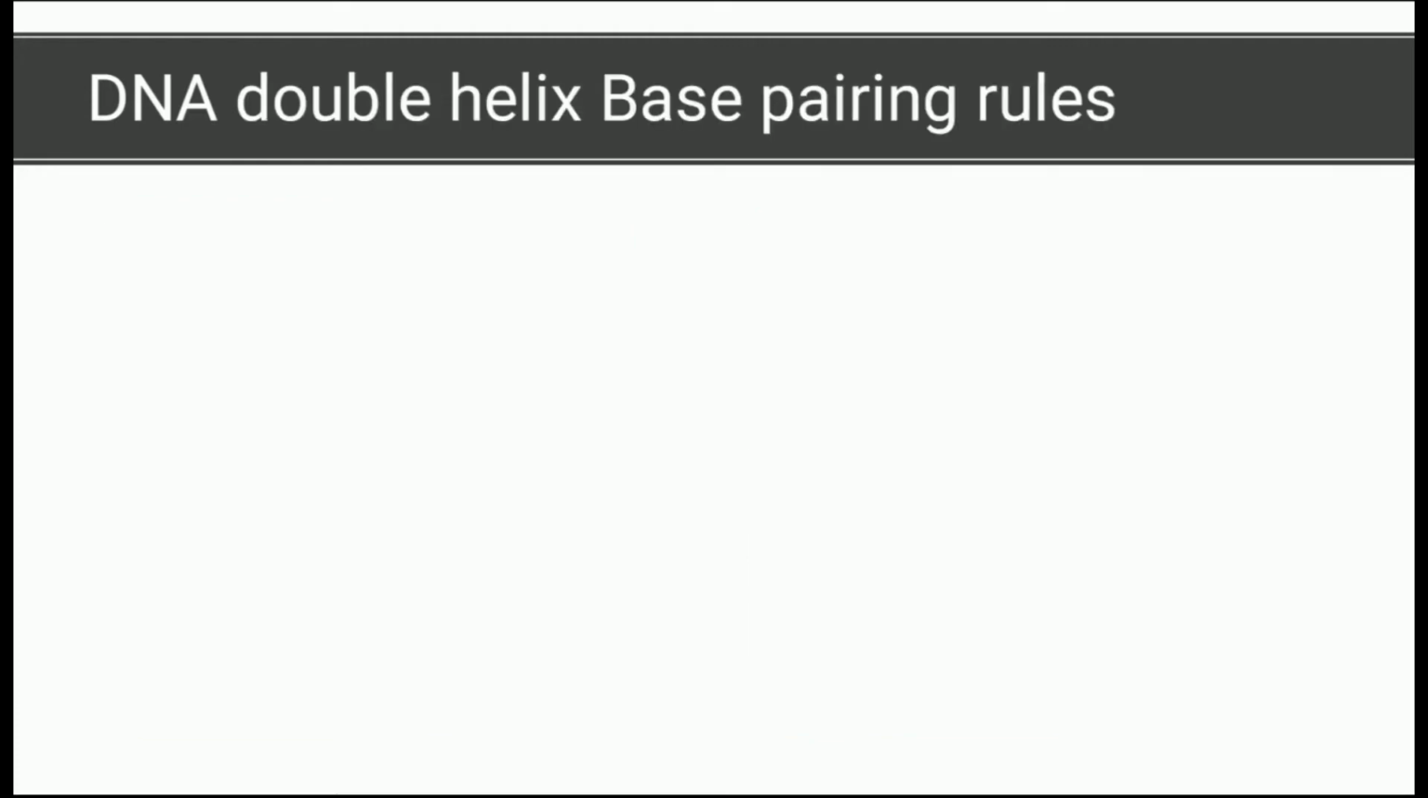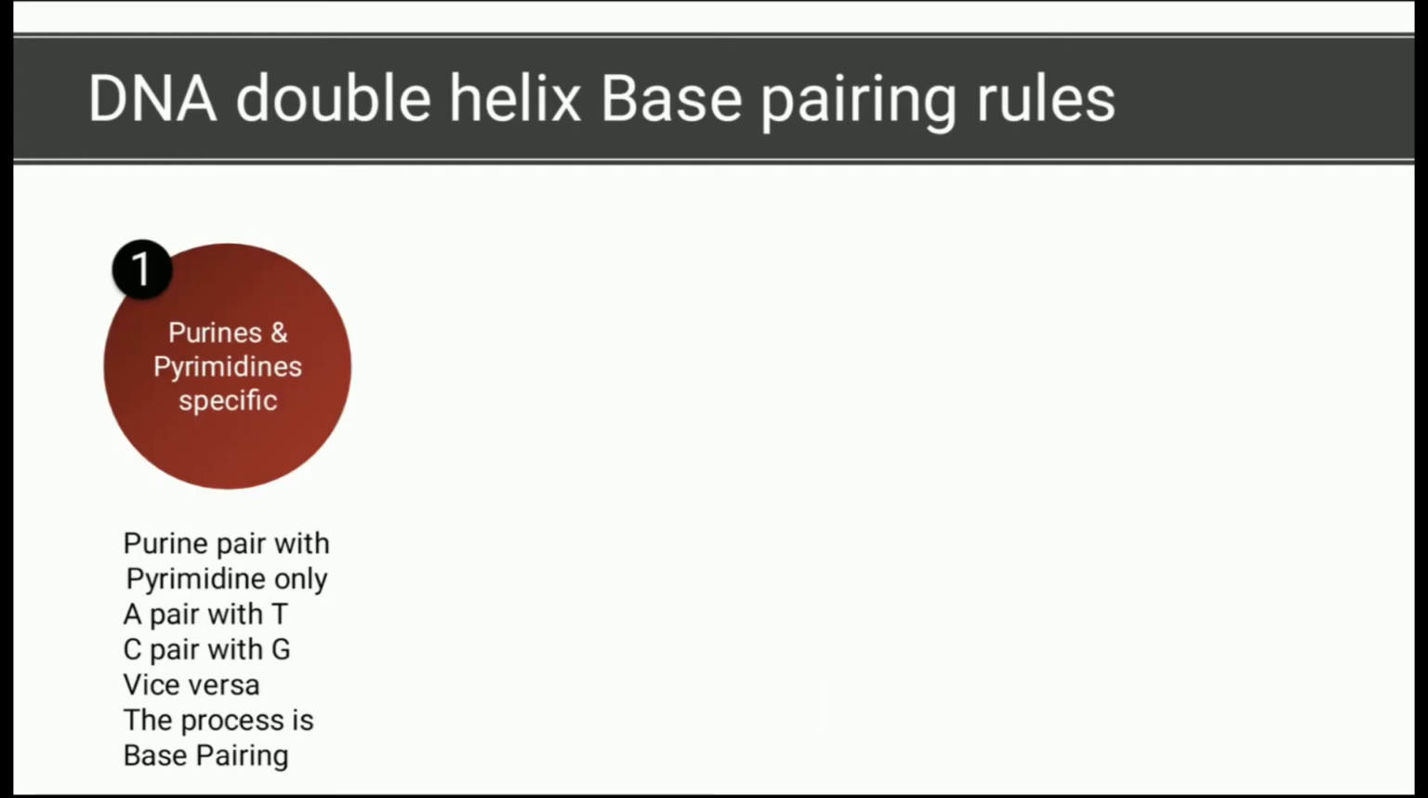The nitrogen base pairing follows some strict rules. Always the purines and pyrimidines are more specific. A purine pairs with a pyrimidine only; a purine-purine pair will not occur. Among them, adenine is always paired with T. Similarly, C is always paired with G and vice versa. This process of selective combining is called base pairing.